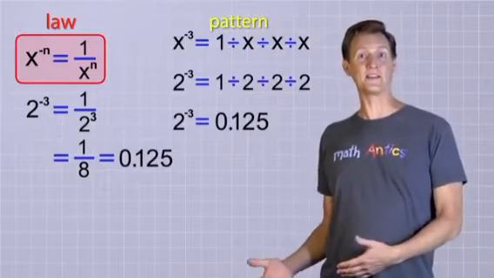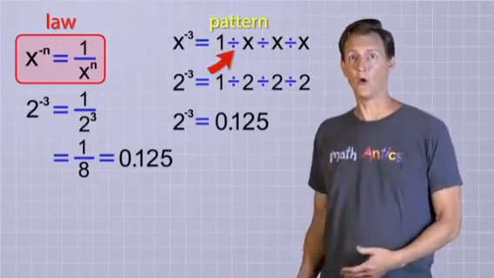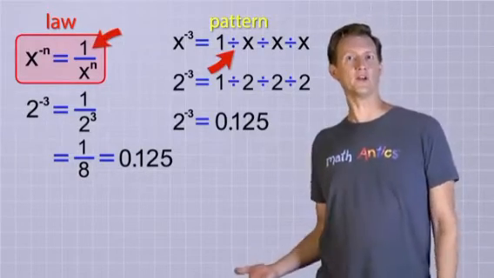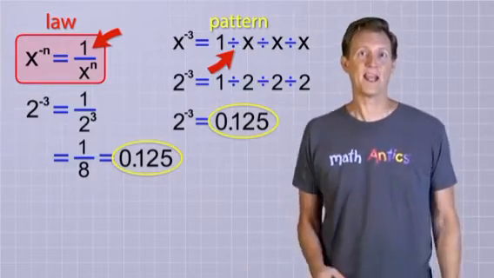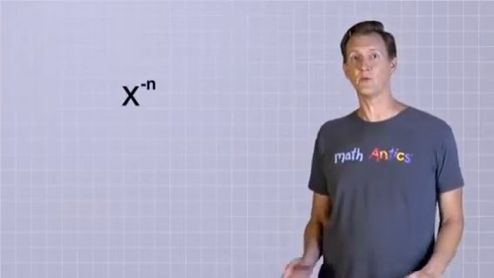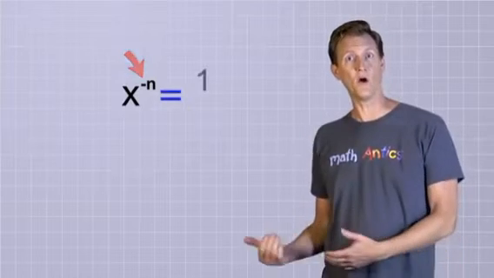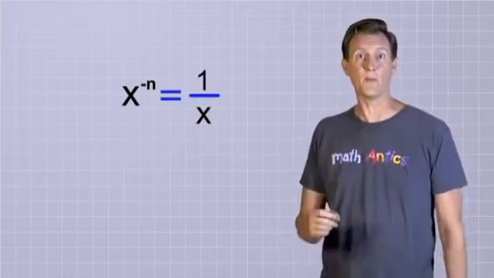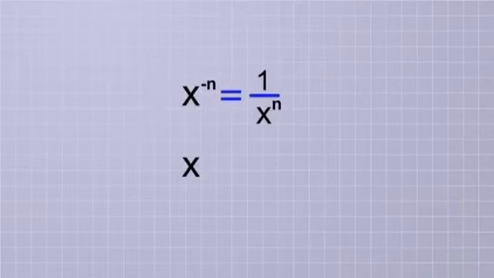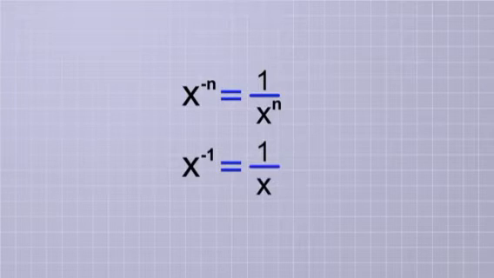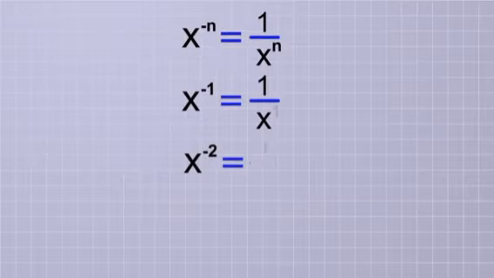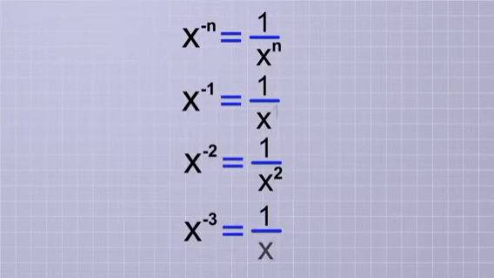See, whether you write it as a pattern of repeated division, or in fraction form, like our inverse law shows, you get the same answer. And now you know how to handle any expression with a negative exponent. It's just 1 over the same expression with a positive exponent. X to the -1 is 1 over x to the +1, or just 1 over x. X to the -2 is 1 over x to the +2. X to the -3 is 1 over x to the +3, and so on.